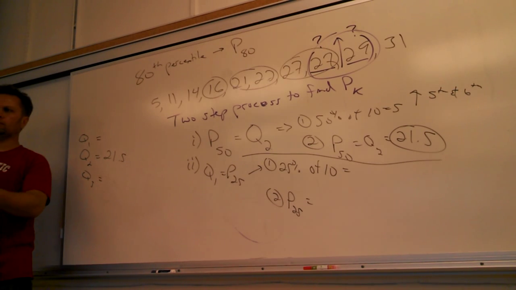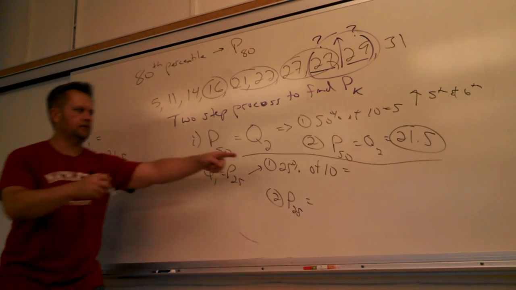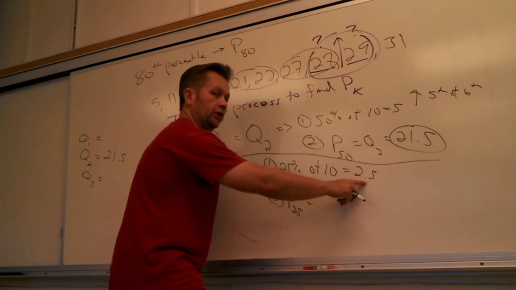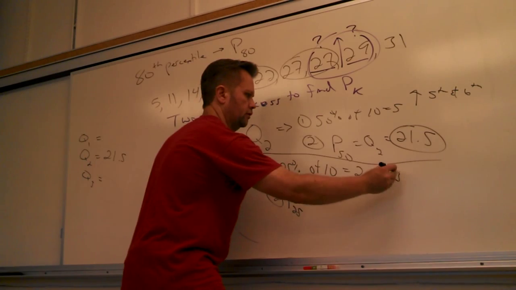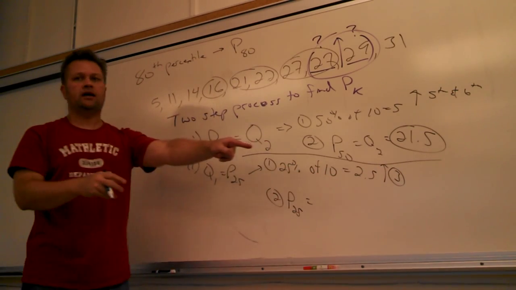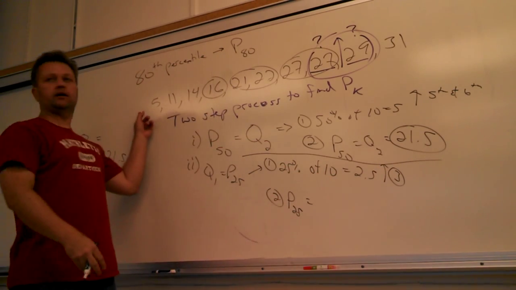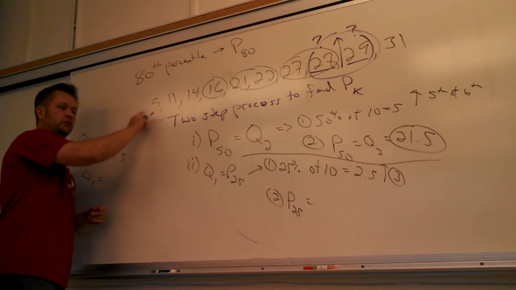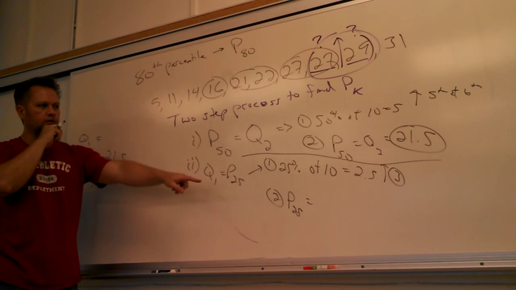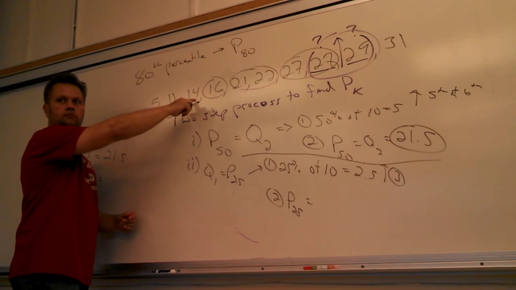Let me show you a shortcut for Q3. You guys got Q1 yet? Yes. So 25% of 10 is 2.5. So what do we do? Round up to the third one. People tell me the answer is 3. Don't do that, because 3 is way down there. That's the 0th percentile, right? So P25 is the third number in.